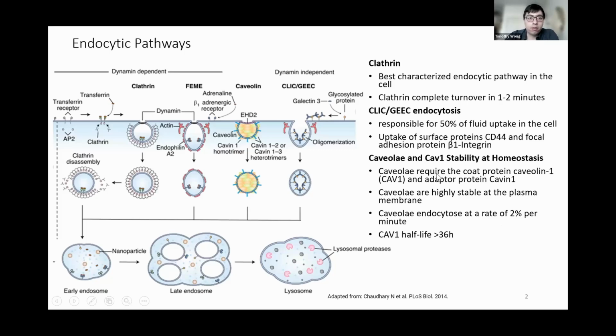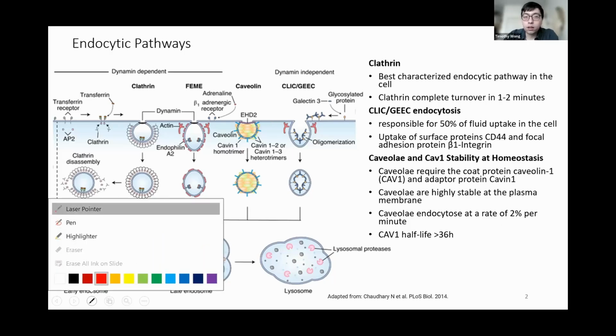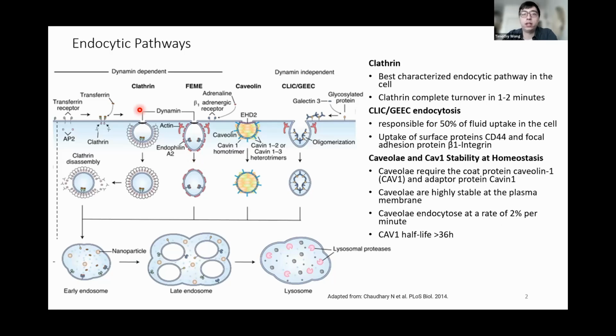So a little bit of background first. This story is really looking at endocytosis. Probably the most well-known, best characterized pathway of endocytosis is clathrin and clathrin-coated pits. Clathrin endocytosis occurs relatively quickly. It's been measured before that cell surface clathrin can completely turn over in around 1 to 2 minutes.